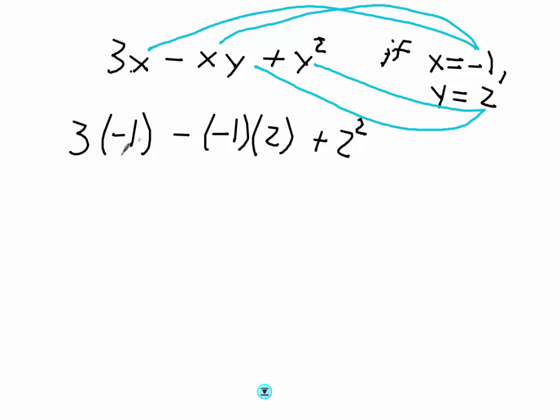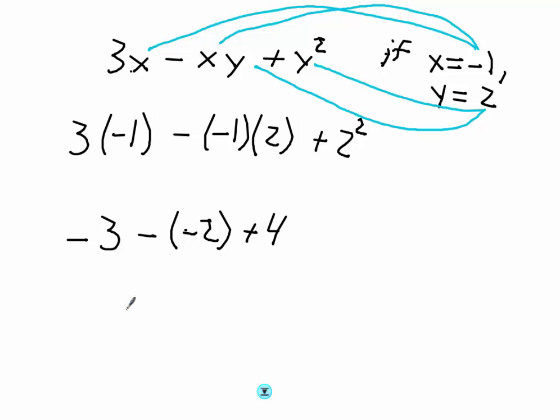Okay, now this one's tricky when we simplify because there's a bunch of negative signs, there's multiplication going on, yada yada yada. When we multiply 3 times negative 1, we get negative 3. Okay, then I'm going to do negative 1 times a positive 2, which is going to give us a negative 2. Alright, and then plus 2 squared. Now when we square a number, what that means is we are multiplying the base by itself however many times our exponent is. So in this case our base is a 2, our exponent's a 2, so 2 times 2 is 4.